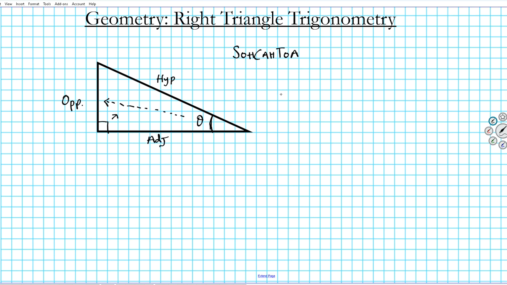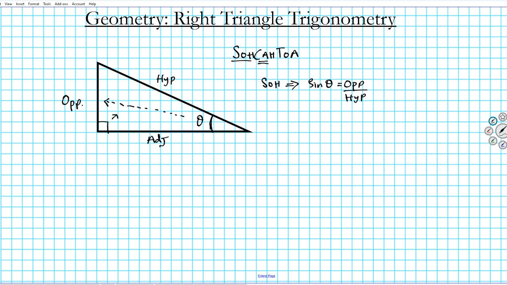All right, so what does SohCahToa tell us? The first three letters, S-O-H, basically tell us that S is for sine. Sine of the reference angle theta is the opposite divided by the hypotenuse. So O in SOH is opposite, H is hypotenuse, S is sine.